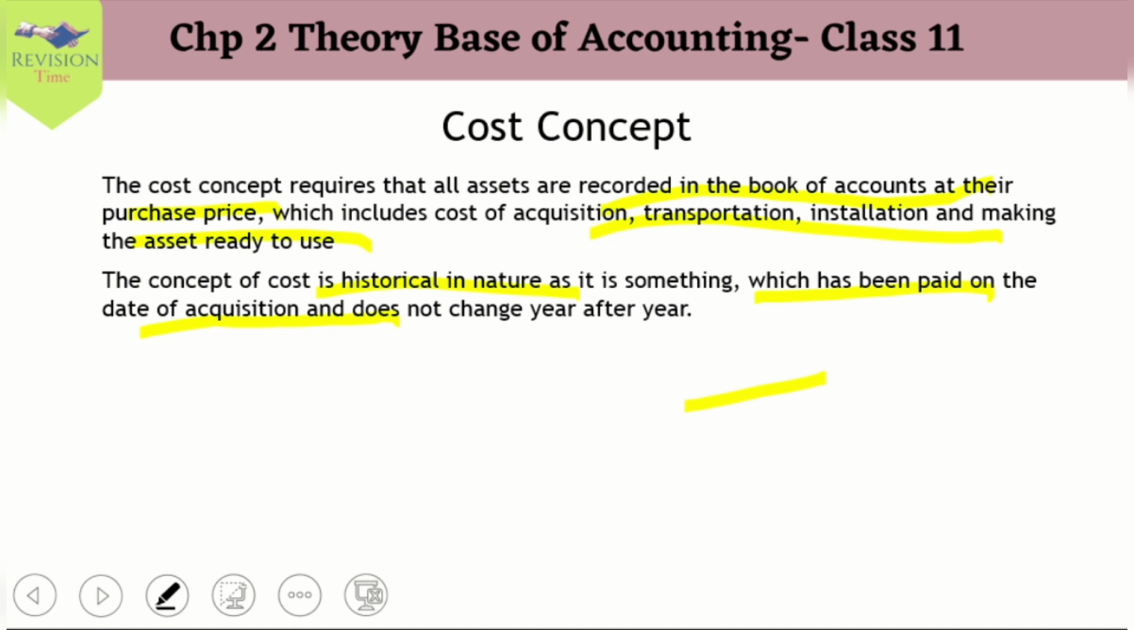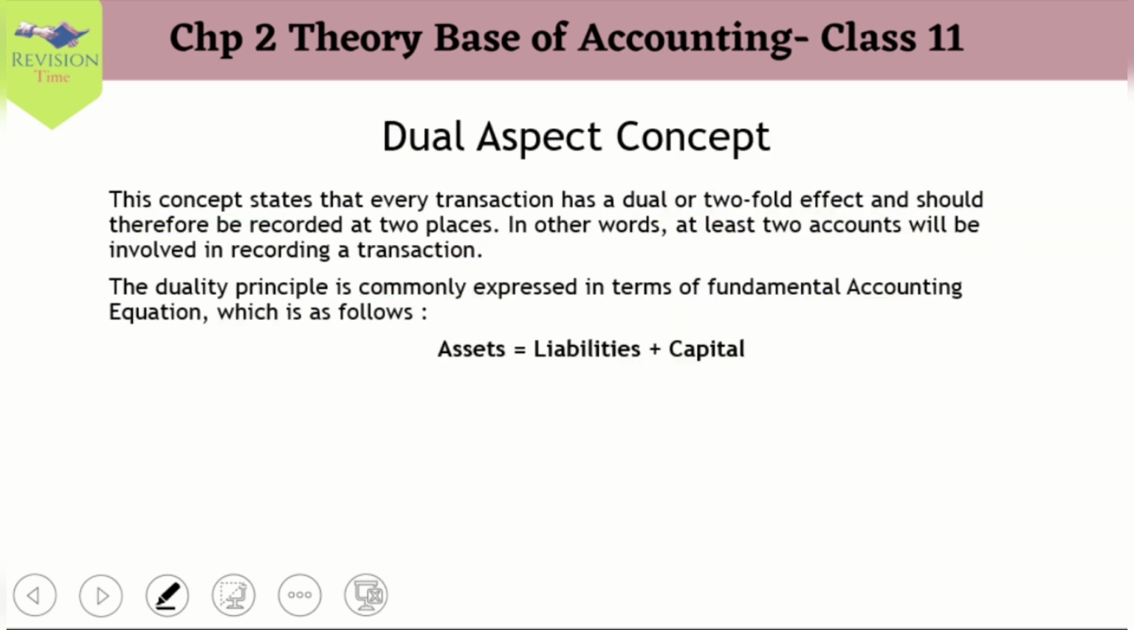Purchase price will remain the same, but market value will differ. Something which we have bought today will not be the same tomorrow, so we record it. This is known as historical. This cost concept principle is historical in nature. It does not consider inflation. Here the main purpose is to identify the original value of an asset.